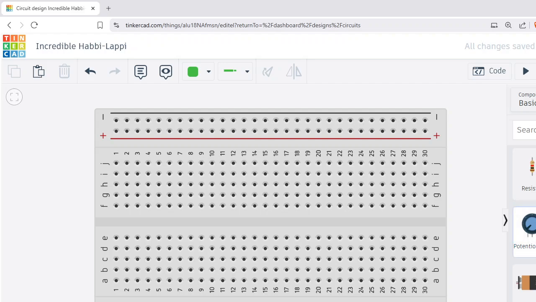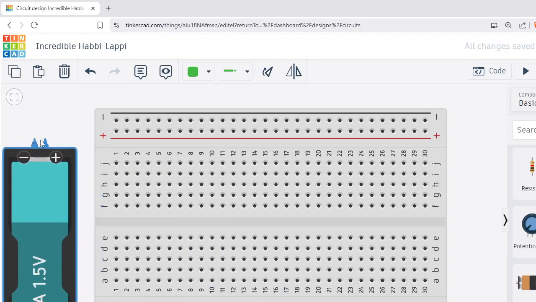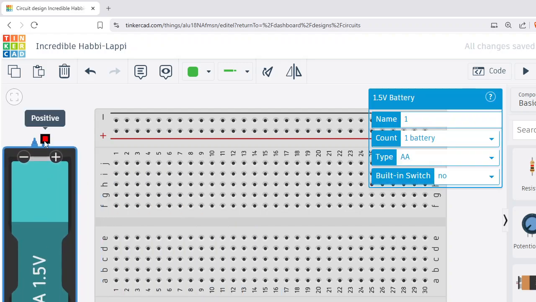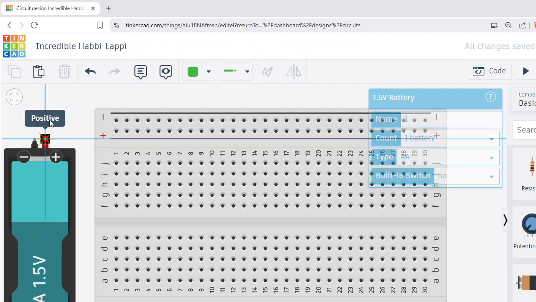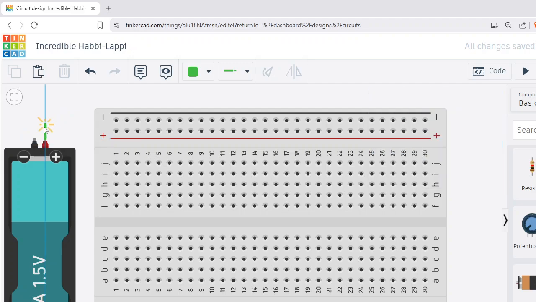Okay, so if I have a battery, let me have a smaller battery here. So if I have a battery and I connect the positive charge here and the negative charge here, let me straighten this up a little bit.